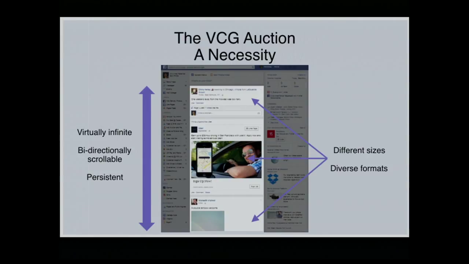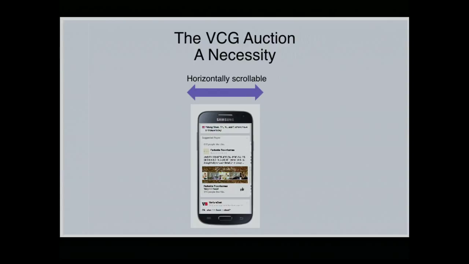To make things even more complicated, we also have horizontally scrollable slots. So it's not just that we're putting ads within this feed top to bottom, but an individual story can also go left to right and have potential ads in there.